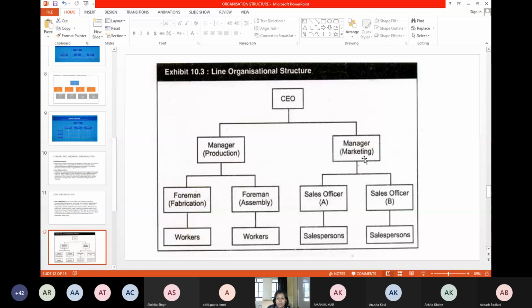Similarly, in the marketing department, the salesperson reports to the sales officer, who reports to the marketing manager, who reports to the CEO. So it again goes in one line. That is what is called line structure, or the scalar chain. This is how the hierarchy goes. This is line organization, which most organizations follow. But then what is line and staff organization?